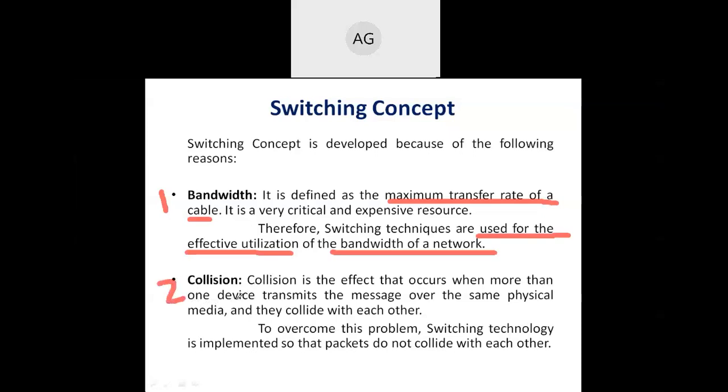The next point is collision. As all of us know, collision is the effect that occurs when more than one device transmits a message over the same physical media and they collide with each other. To overcome this problem, switching technology is implemented so that packets do not collide with each other. So these are the two concepts for which we use switching. First is to effectively utilize the bandwidth, and the second is to overcome the problem of collision.